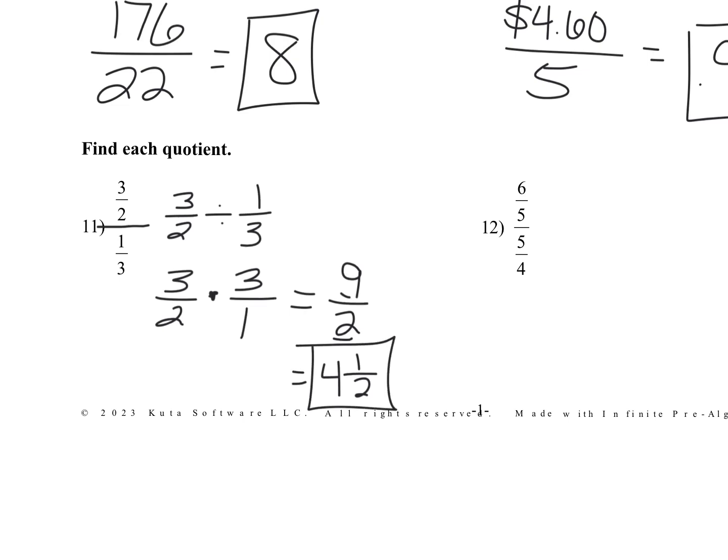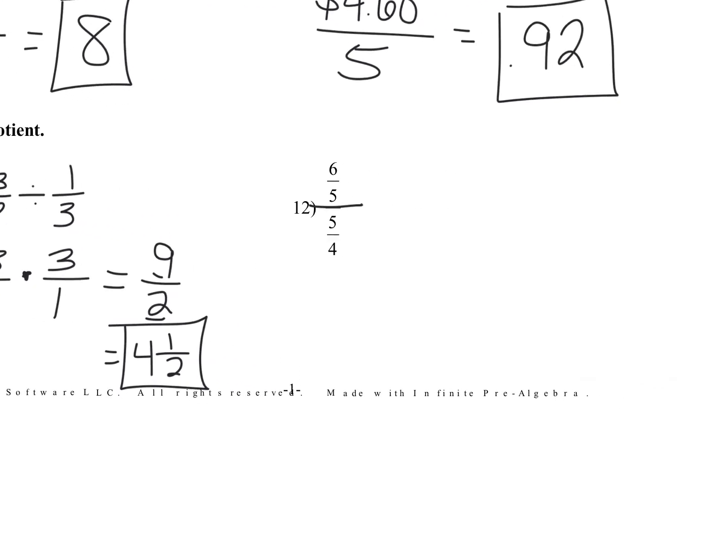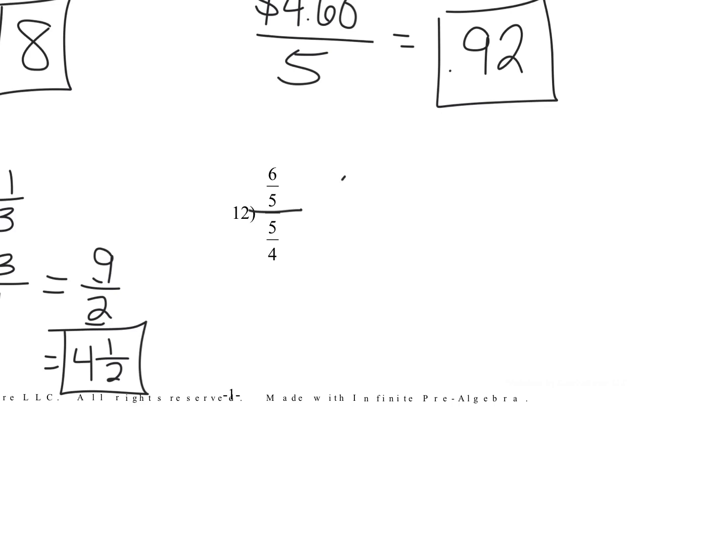Okay, so remember, rule of thumb, 2 numbers before the division bar. Okay, so flip over to the back real quick. How do you read number 12? 6 over 5 divided by 5 over 4. What's my next step? Keep, change, flip.